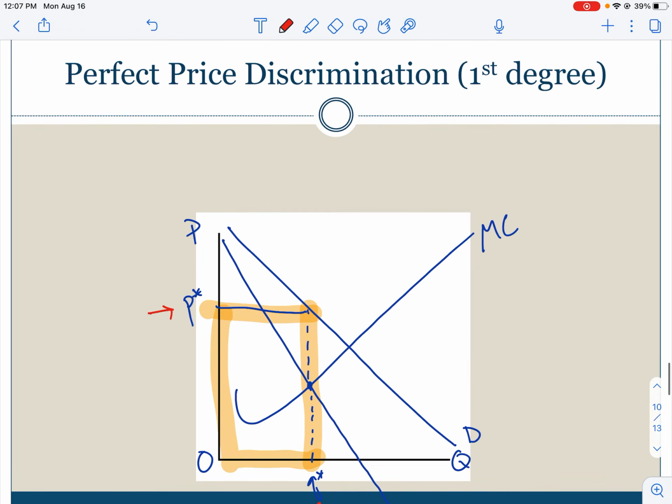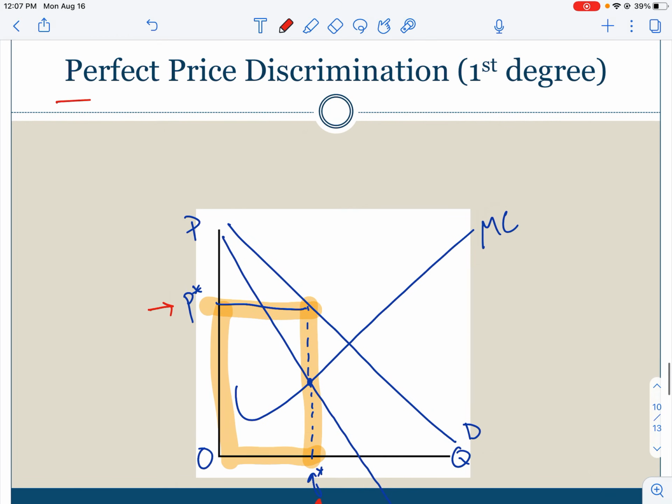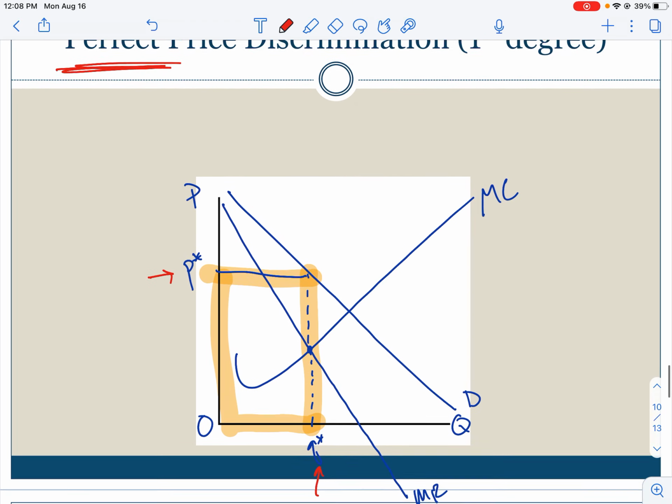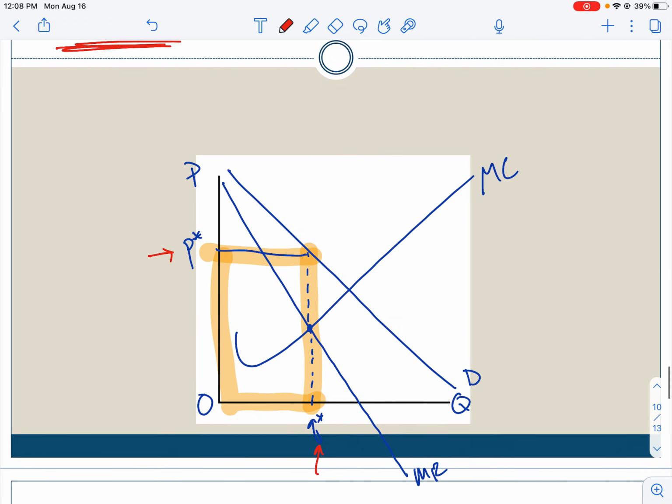Price discrimination allows them to sell at different prices. And perfect price discrimination allows you to sell every single unit at the highest possible price you can. Which means, basically, you can sell to Al at this price, and you can sell to Bob at this price, and Carol, and David, and Ethel, and Frank, and Gertrude, and just work your way down here.